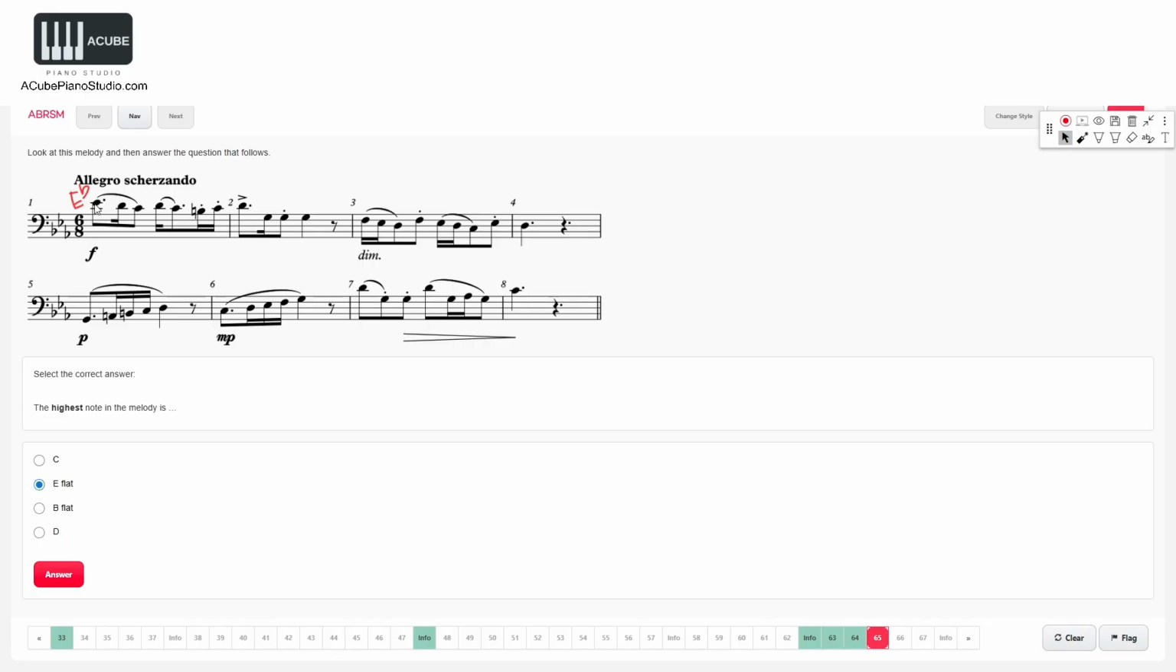In fact, you can just look at it, right? This note has 2 ledger lines on the top, so that is the highest. Anything with just 1 ledger line or no ledger lines is within the music staff, so you can ignore that. You notice that the only ones with ledger lines are basically this note, this note, this note, and this note, and none of them are higher than E flat. So therefore, E flat is the highest note.